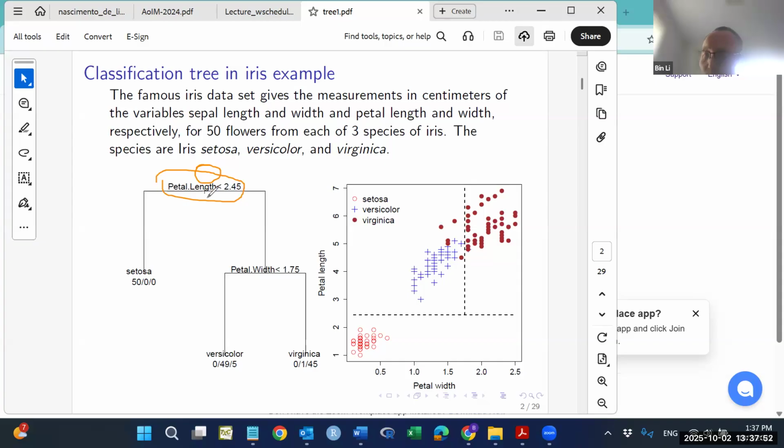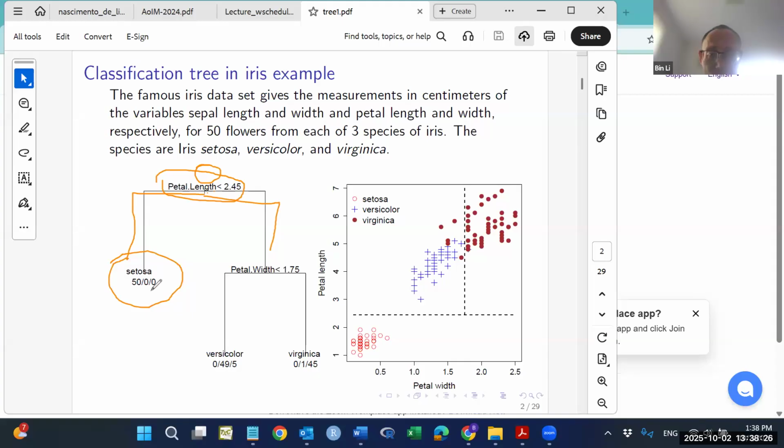If the sample has a petal length less than 2.45 centimeters, and the condition is satisfied, it always goes to the left branch. If the condition does not hold, it goes to the right branch. For the samples with petal length less than 2.45, we stop here. Then we predict these as setosa.